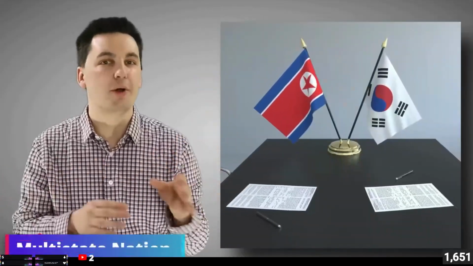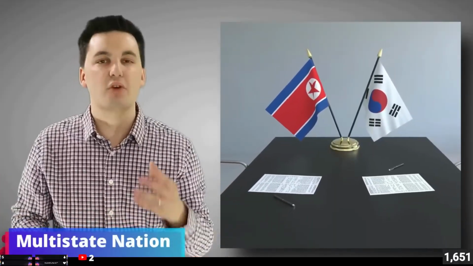And not to keep piling on with the vocab, but we also have a multi-state nation. A multi-state nation is a nation that exists in multiple states. For example, the Korean nation, which exists in North Korea and also South Korea. Plus, we also have to talk about a stateless nation, which is a nation that doesn't have an actual state. A great example of this would be the Kurdish nation.